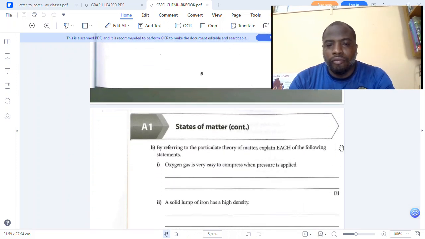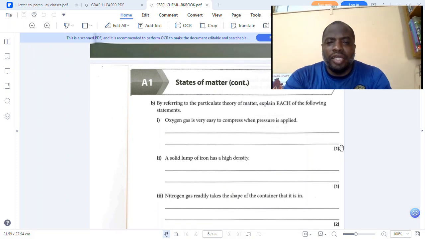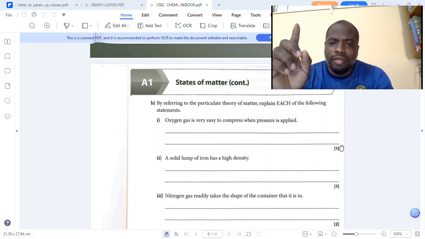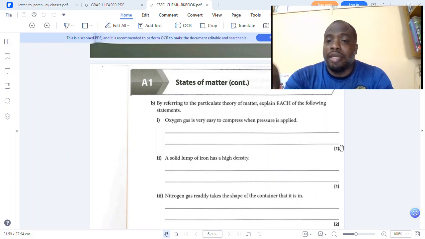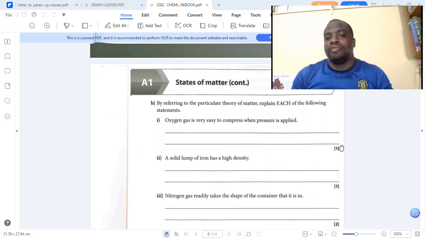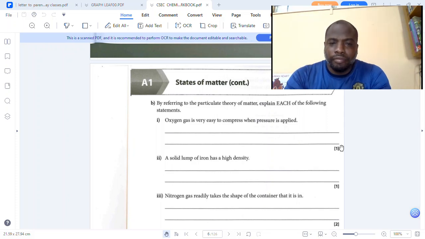So by referring to the particulate theory of matter, we did say: 1. Matter is made up of particles. 2. The particles are in constant motion. Temperature affects how fast these particles are moving. 3. The particles have some forces of attraction between them. And of course, 4. There are spaces between the particles. Then say each of the following statements. So you're supposed to use the theory to explain each of the statements.